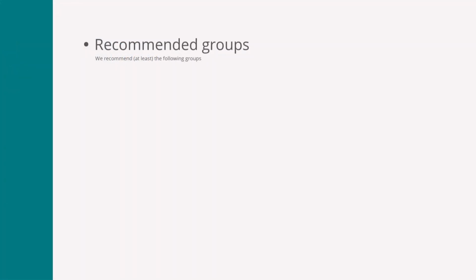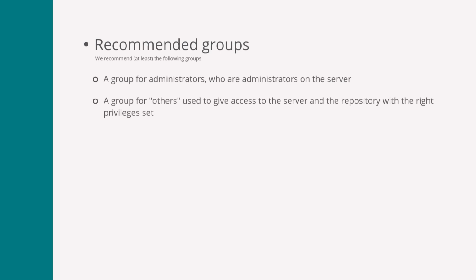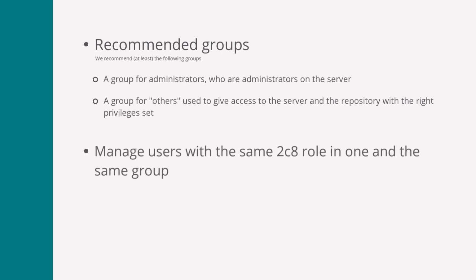We recommend that you have at least the following groups: a group of administrators who are administrators on the server, and a group of others used to provide access to the server and repository with the correct privileges. If you know that several users should have the same role in the Work with Tuesday apps, we recommend adding all these users in one and the same group, and then managing them together.